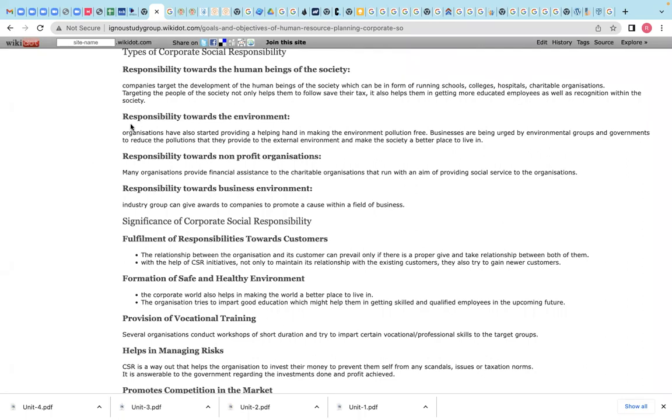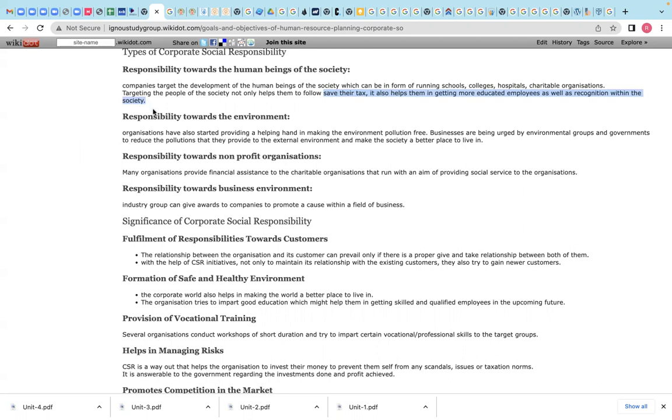Okay. So obviously the advantage is, yes, when organizations do these particular activities, they do have some tax benefit. And also, if they are constructing a college and helping people, there would be more educated employees, right? And you would get that recognition from the society as well, that you are helping overall.